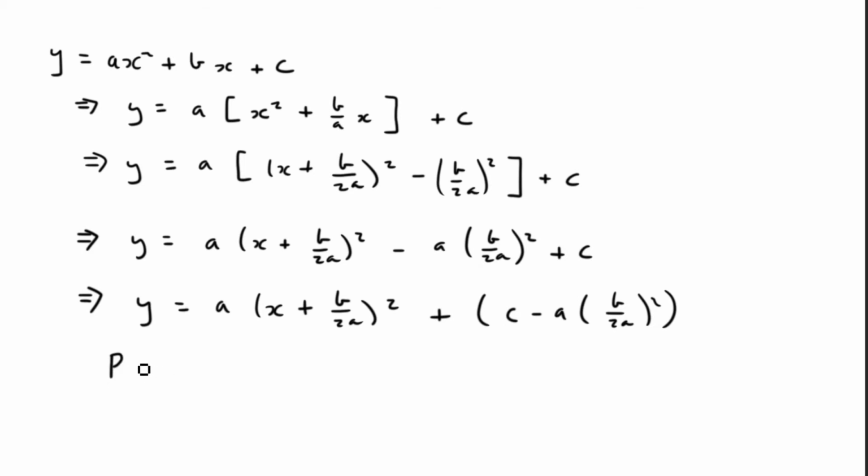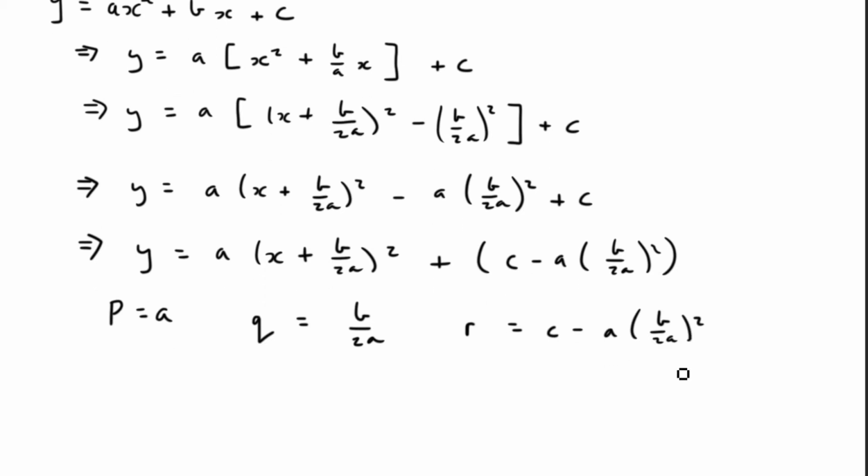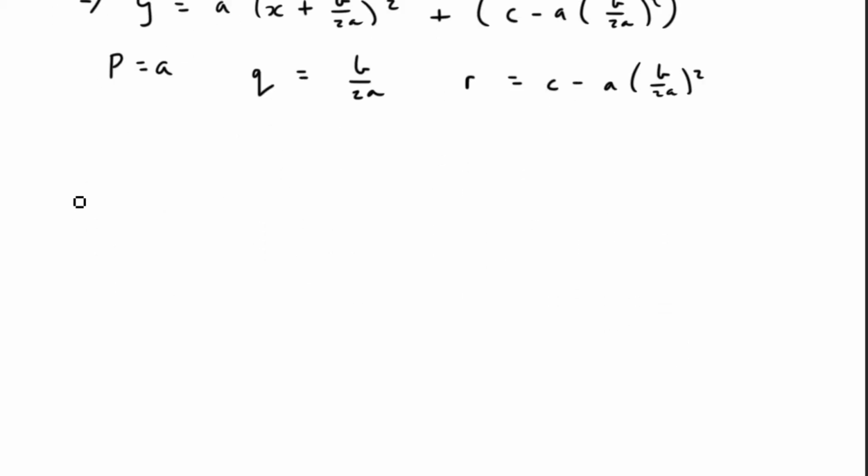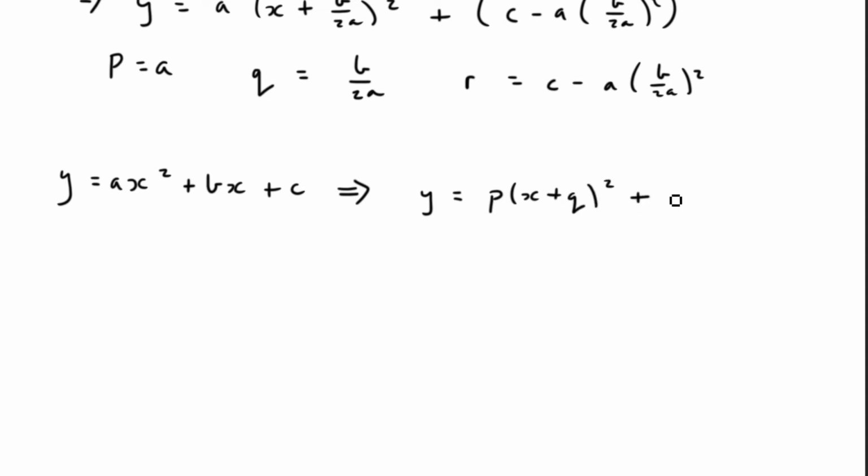I'll have a constant called p, which is just the same as a. I'll have a constant called q, which is b over 2a, and I'll have a constant called r, which is c subtract a into b over 2a squared. The reason I've done this is because using those three new constants, I can go from my original form. If we started off with the curve being y is ax squared plus bx plus c, then I can instead treat this as y is p into x plus q squared plus r.